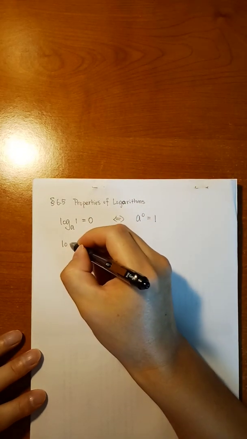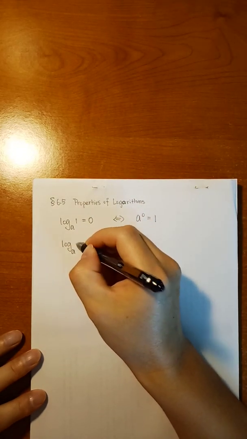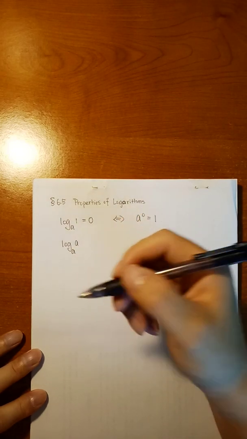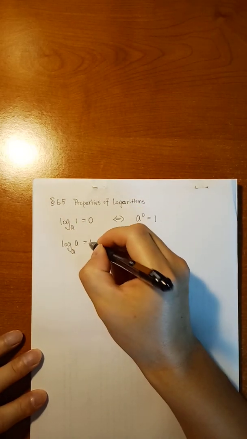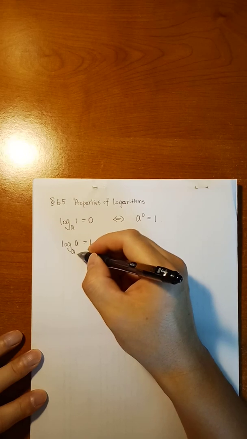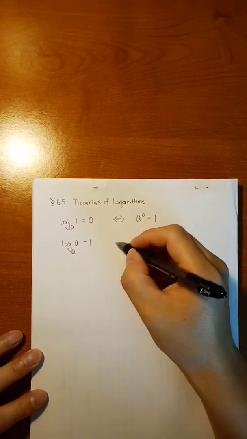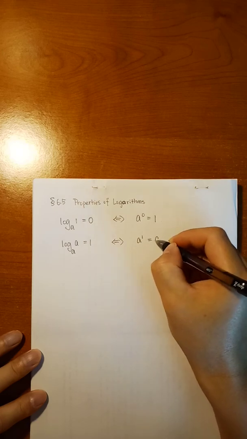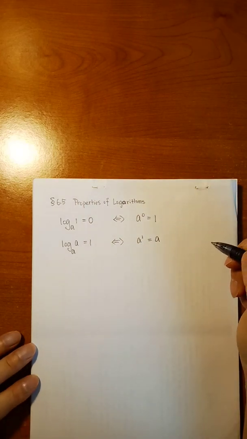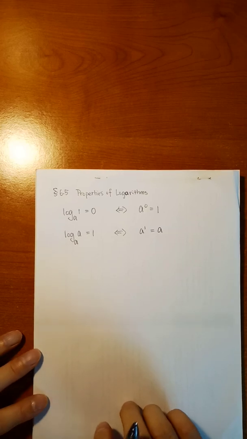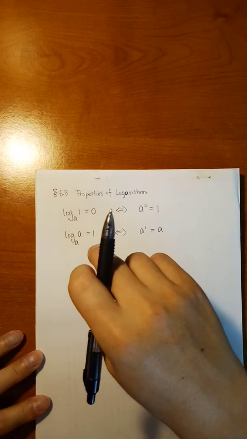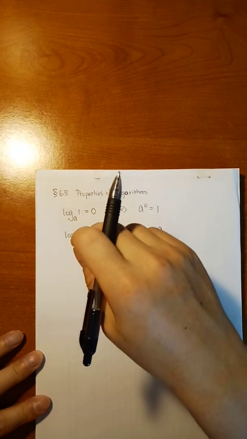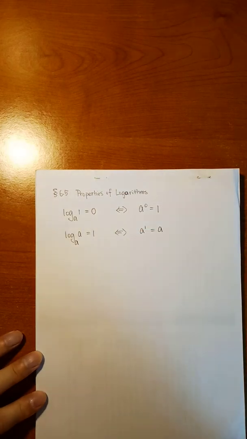And second, the logarithm to the base a of a is always 1. If you have the same base and the input, it's also because a to 1 is a. So that's our two basic properties. Log a of 1 is 0. Log a of a is 1.